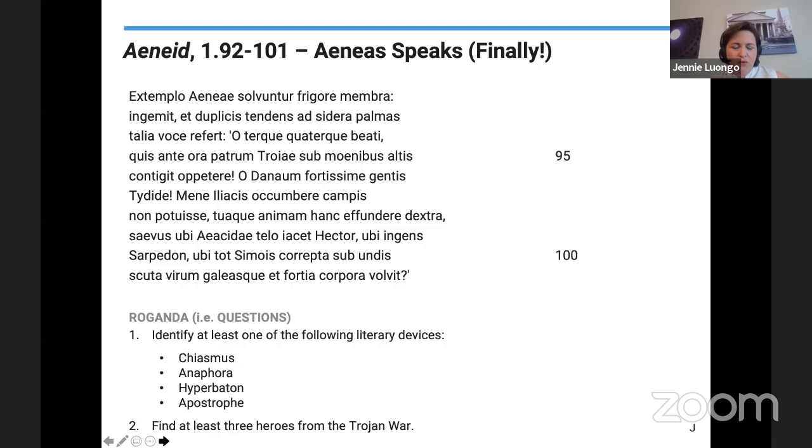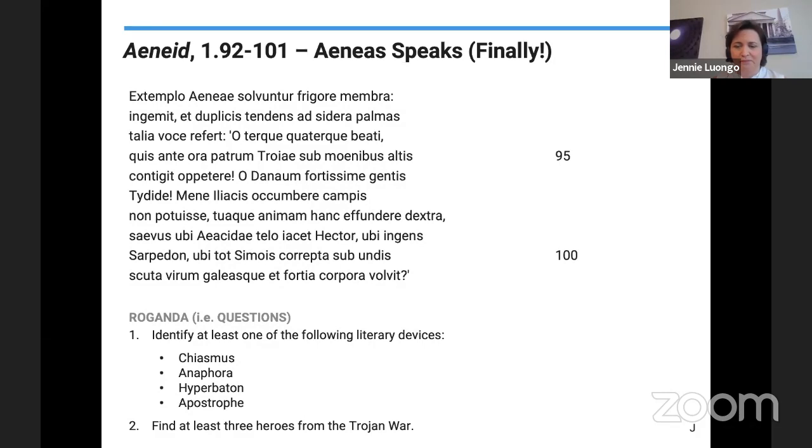So we want you, again, focusing on literary devices today, to look for a chiasmus here. A lot of times that has to do with the case of words, or maybe nouns and adjectives paired. We want you to look for an anaphora, a word that gets used over and over again at the start of successive phrases. We want you to look for some hyperbaton, some unusual word order, and we want you to look for an apostrophe. Remember, an apostrophe is when you are addressing someone who's not present. There's one word that's a big clue. Hopefully you see it.